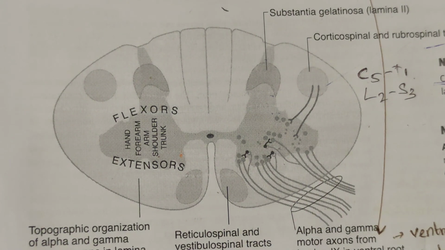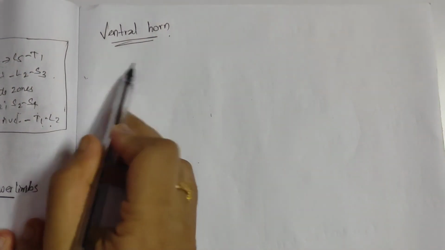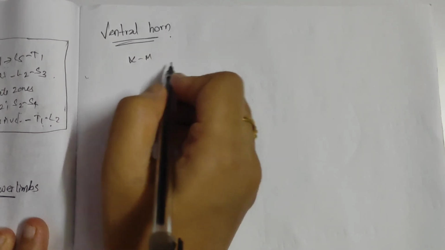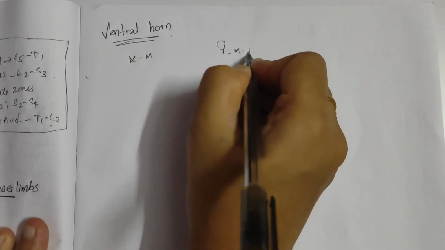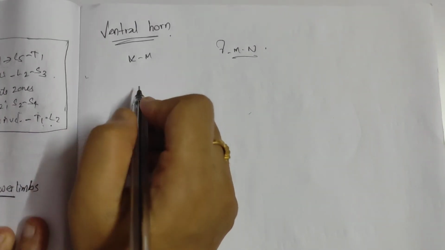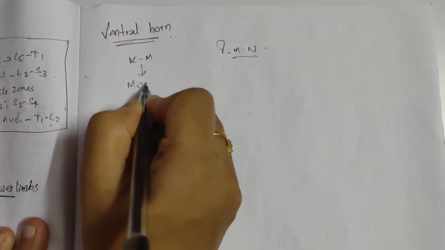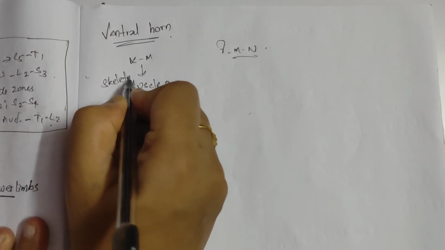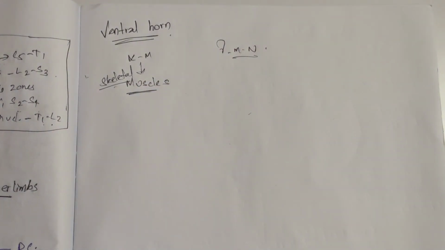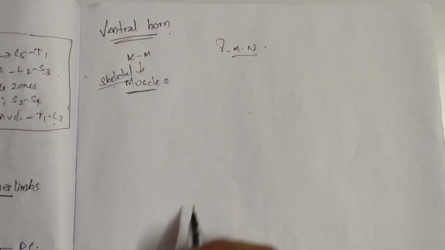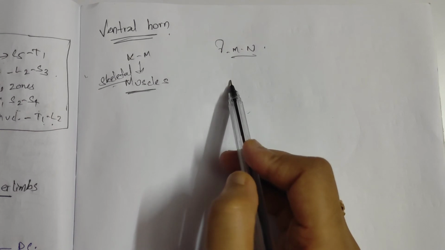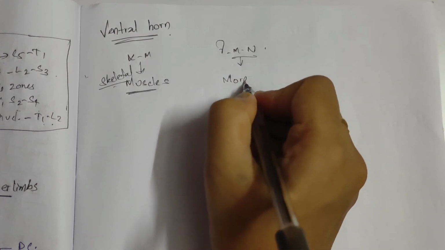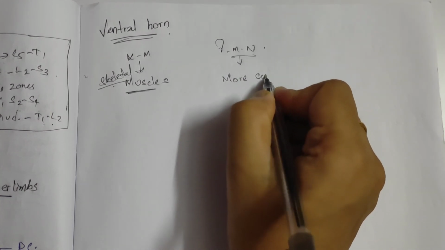Let's discuss that. The ventral horn has alpha motor neurons and also gamma motor neurons. Alpha motor neurons make muscles contract, and they are present in the skeletal muscles. Alpha motor neurons are also called lower motor neurons, and gamma motor neurons increase the sensitivity of the muscle spindle.